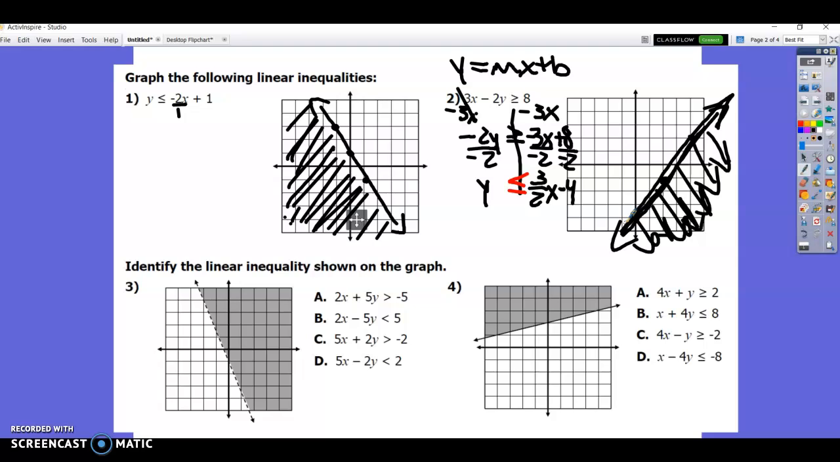All right, let's look at number 3. Number 3 says identify the linear inequality shown on the graph. Okay, so there's a couple different ways.